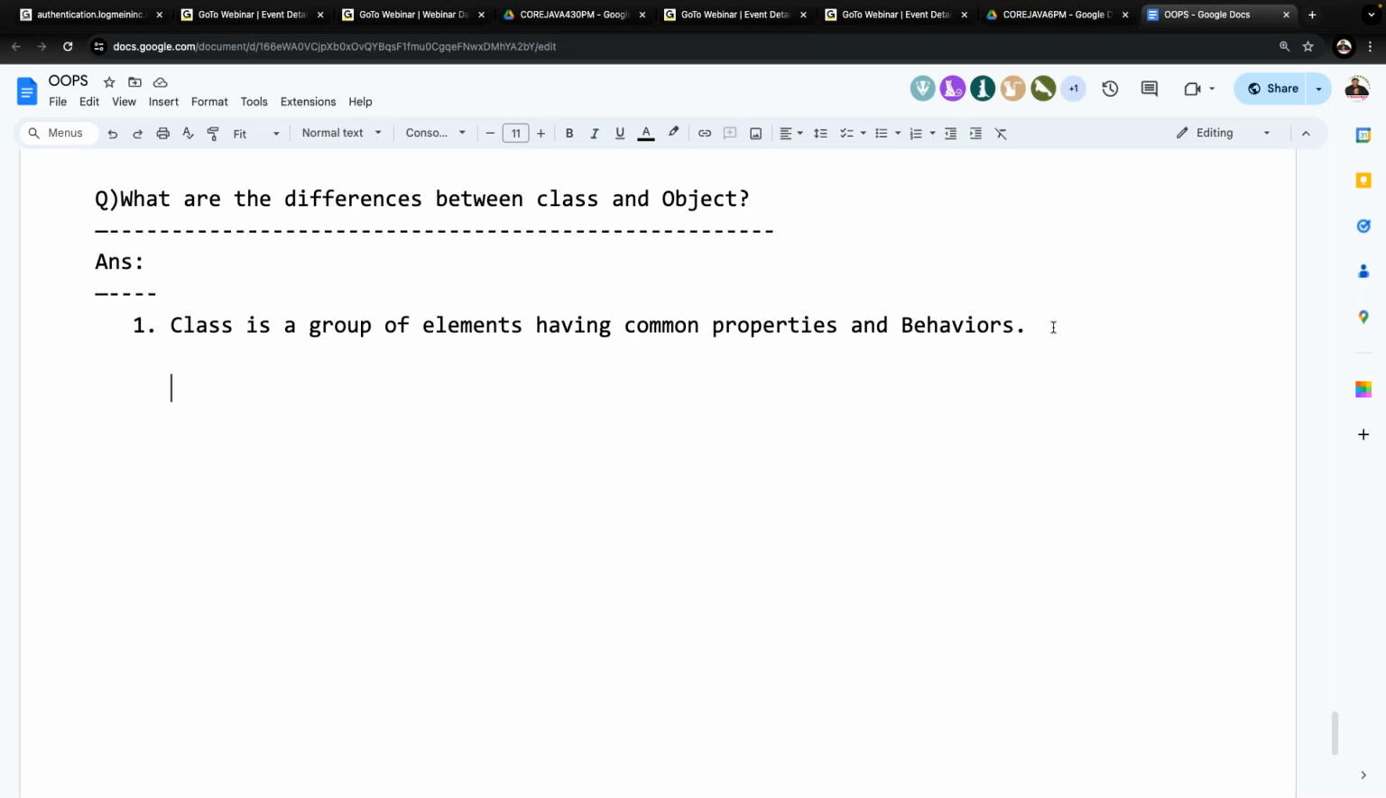Persons is a group representation. Am I right or not? In that person's group representation, myself is a person. I'm having physical properties and physical behaviors. Real properties and real behaviors are available with me. I have an identity and some physical appearance. My properties are physical and my behaviors are physical. This is an object.